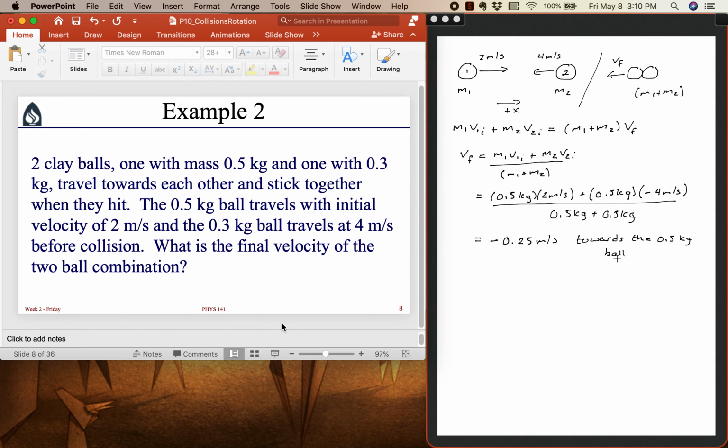So this statement would be true even if I reversed my picture and had the 4 meter per second ball traveling to the right and the 2 meter per second ball traveling to the left initially. So I could have swapped this around and I would get the opposite sign, but the statement that it's towards the 0.5 kilogram ball would still be true.